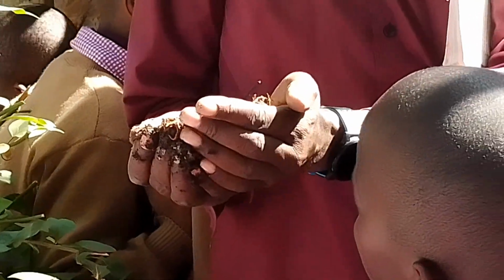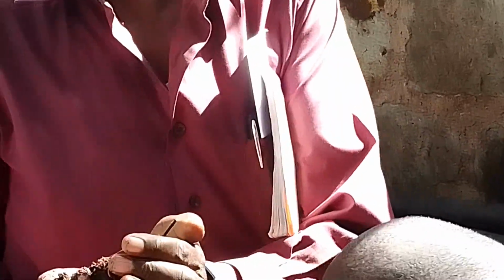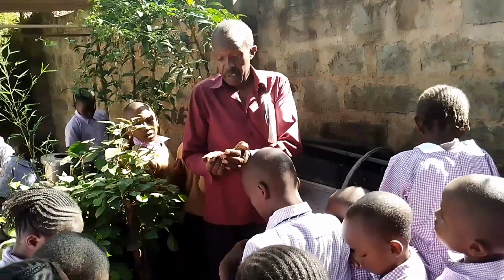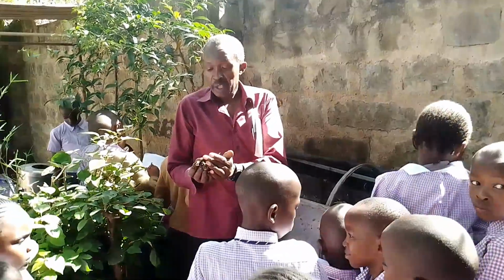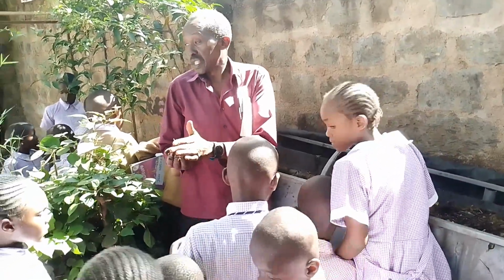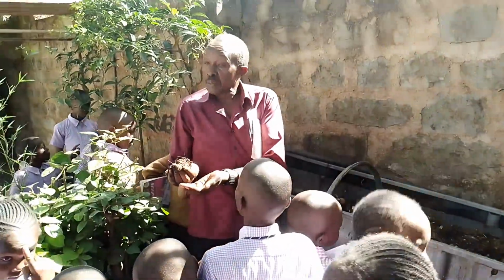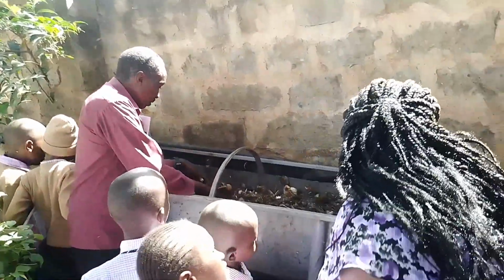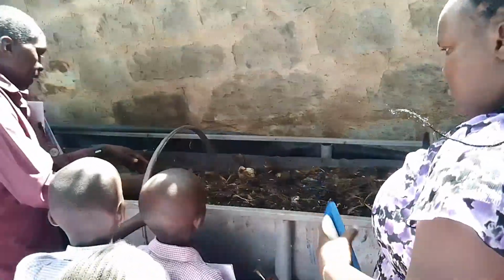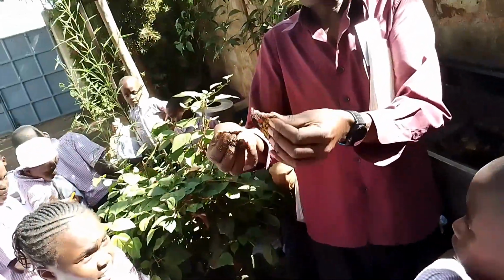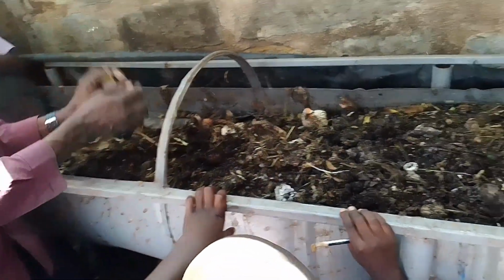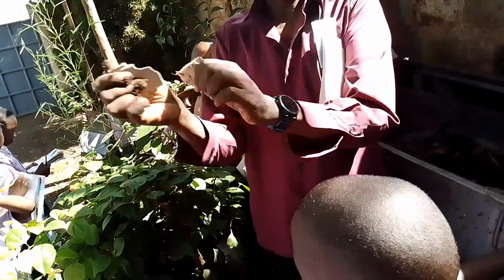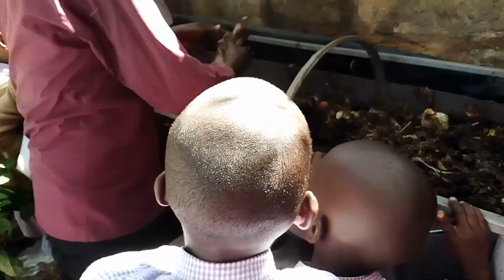Some of the waste they eat includes peelings from potatoes, carrot waste, banana waste, and cabbage waste. Some of it includes paper. You see, this is paper. We put it here. You see these are pieces of carton. We put it there. Some of it includes droppings from the leaves. These are leaves. We put it there.